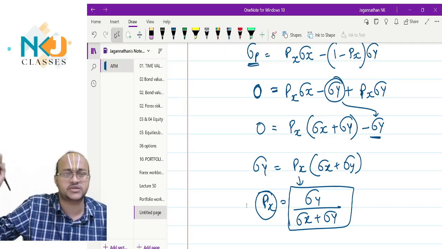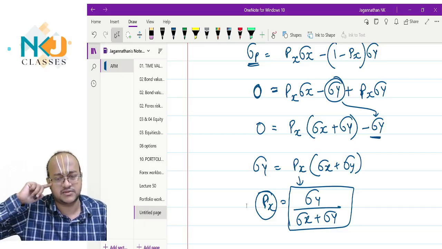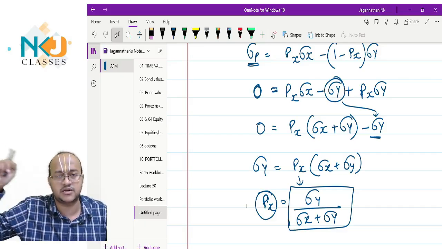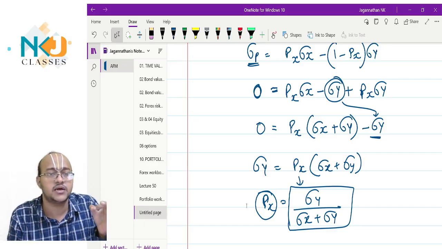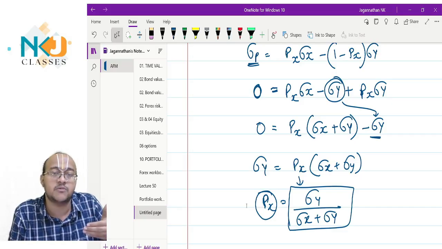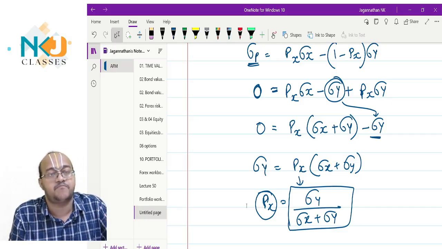Later it will be questioned under CAPM and other theories. Don't worry, the Sharpe single index model and all, it will be questioned. But for now you understand that it can reduce the risk to 0. This is called the minimum variance portfolio as per Markowitz theory.